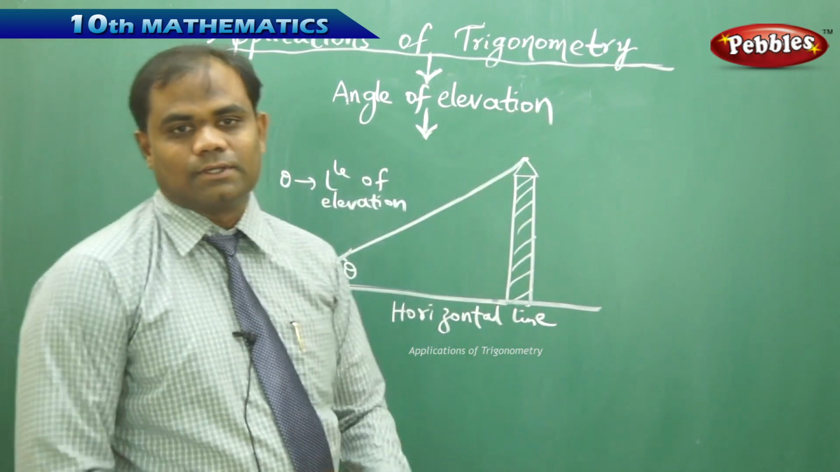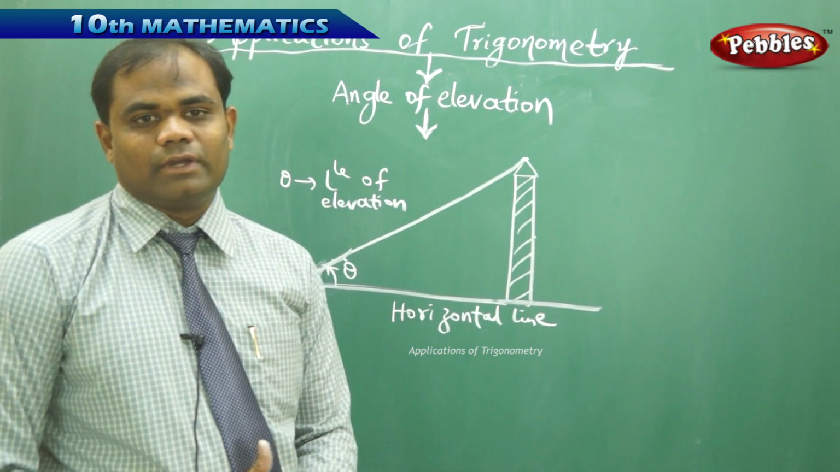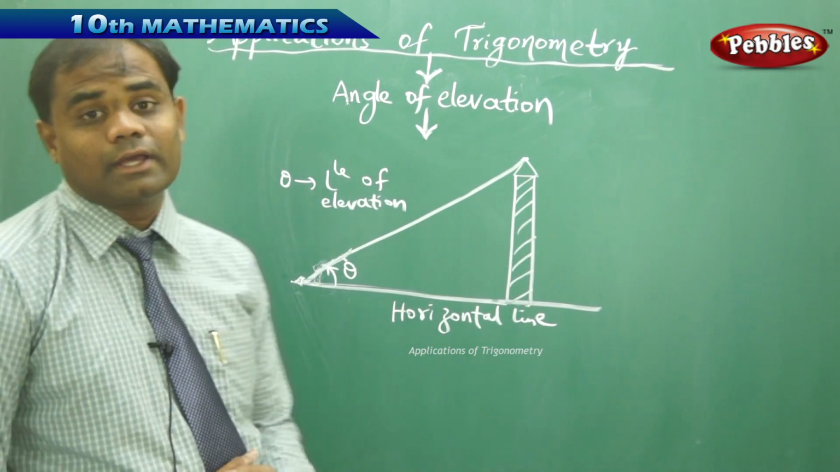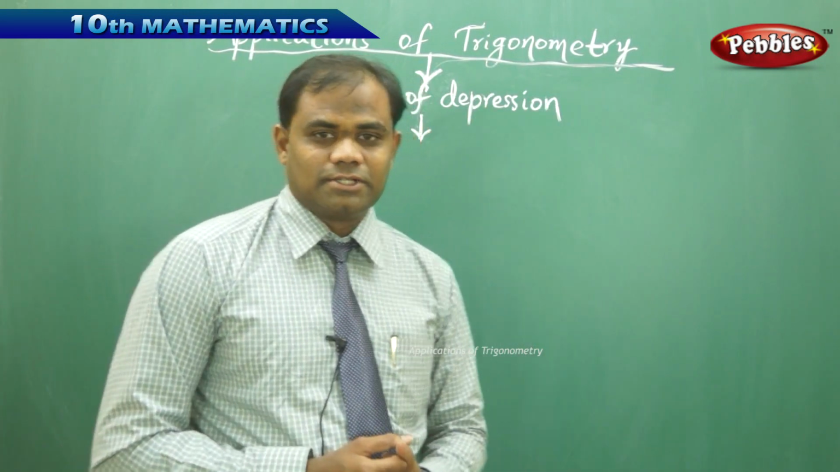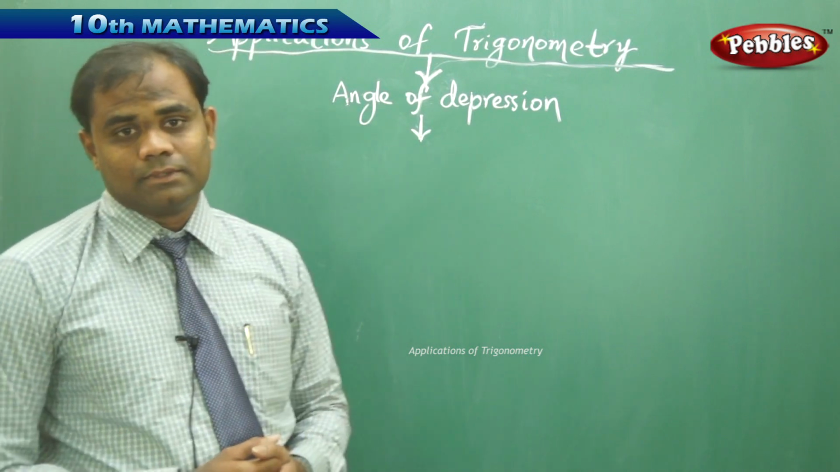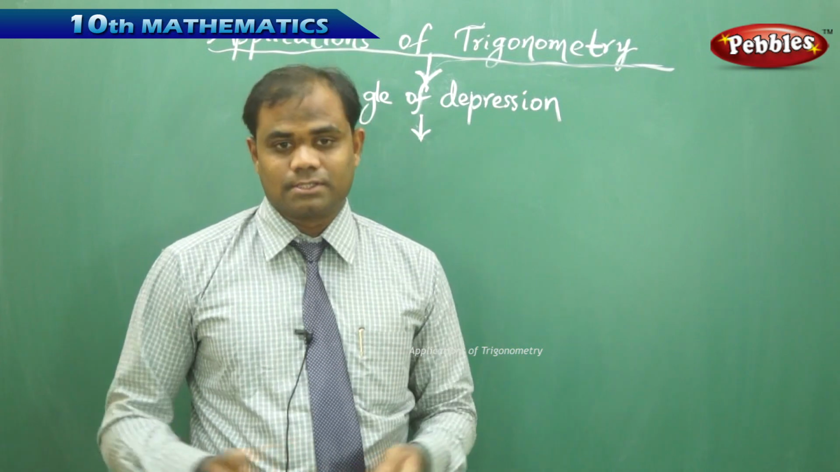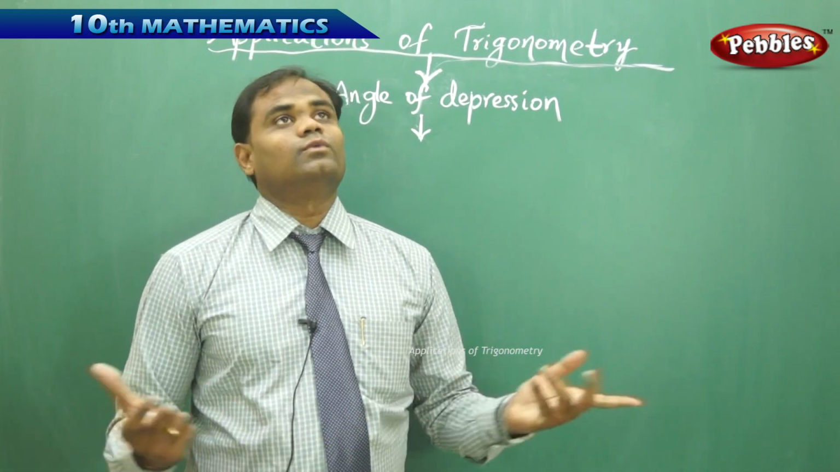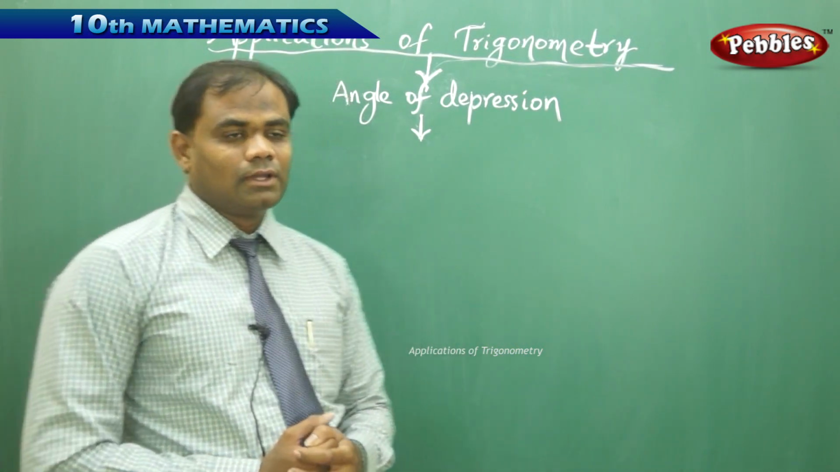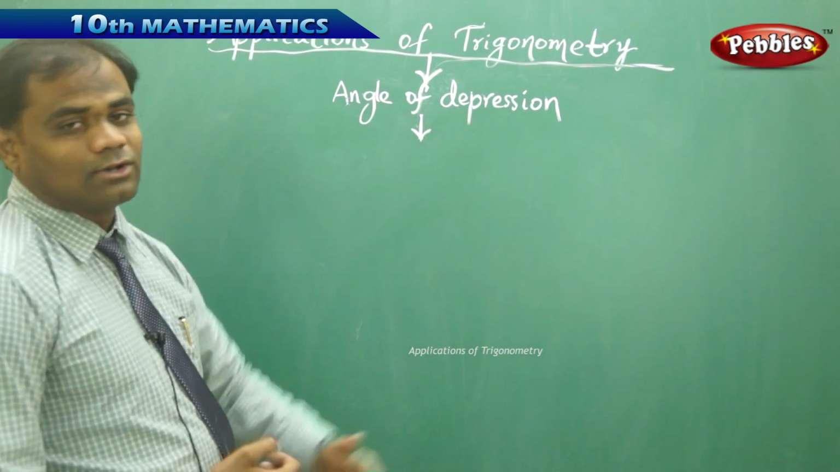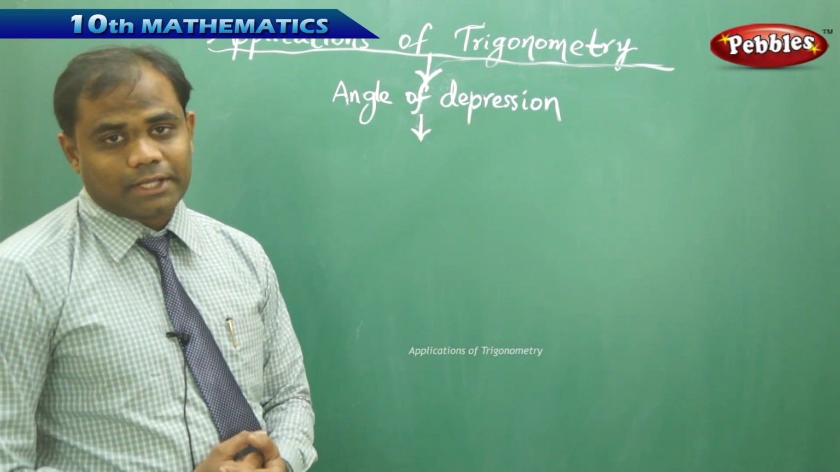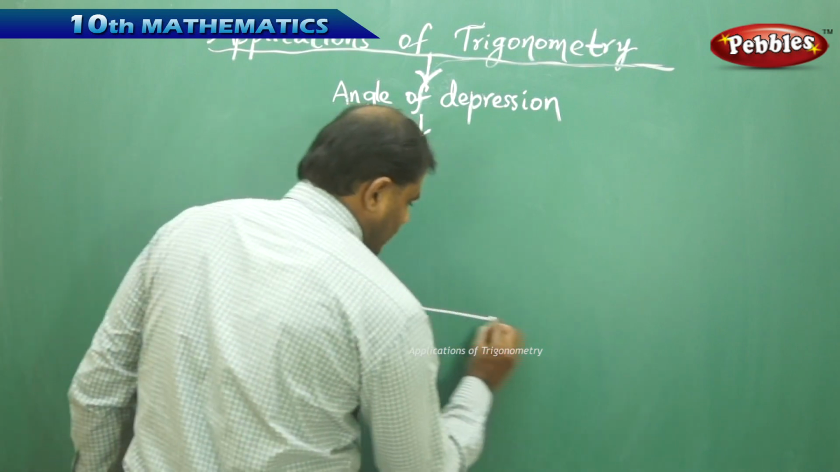With the line of sight out here. So this is how we understand the angle of elevation. Next is angle of depression. Angle of depression is generally, as I told you, when I see downwards, and angle of elevation is when I see upwards.